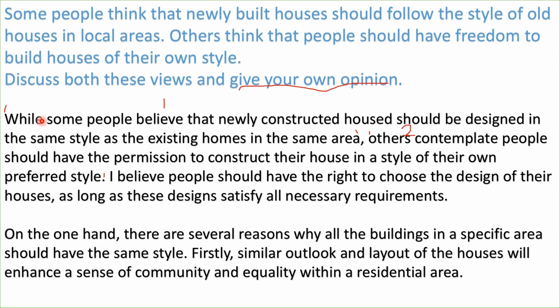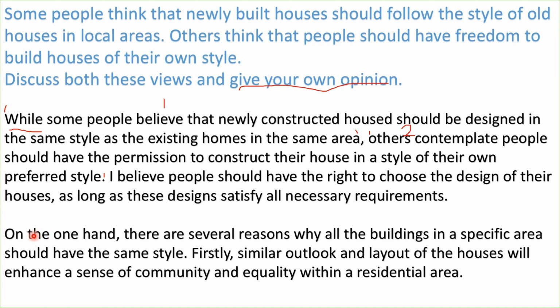But let me tell you about the while. While is a complex sentence. While from here to here is a complex sentence. It has two clauses. This is the subordinate clause, and this is the independent clause. You need to use different types of sentences to get band 7. You need to try to write different types of complex and compound sentences to get band 7. Otherwise you will be stuck at 6.5 in IELTS writing.